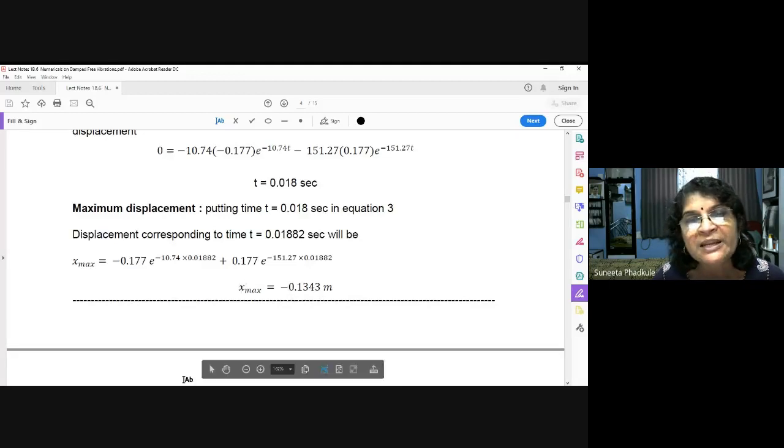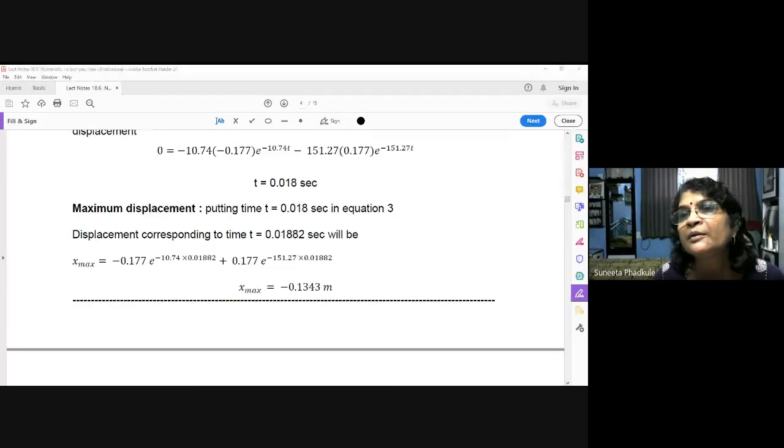Please let me know if any doubt is there. I will move to the screen and you can put it on the chat box. If any doubt is there in this problem, please put it. Otherwise, we will go to the next problem. Did you understand? Please put in the chat box. I think 2-3 people can answer. So let us move to the next problem.